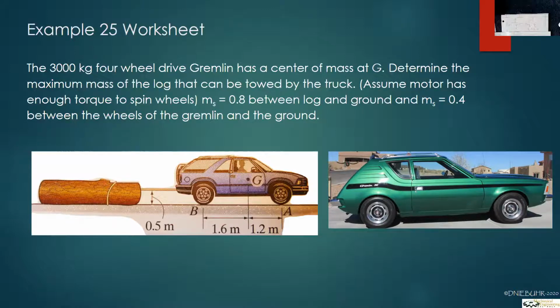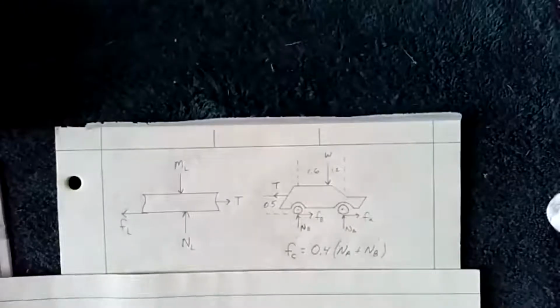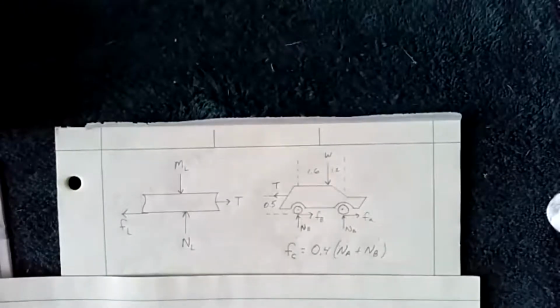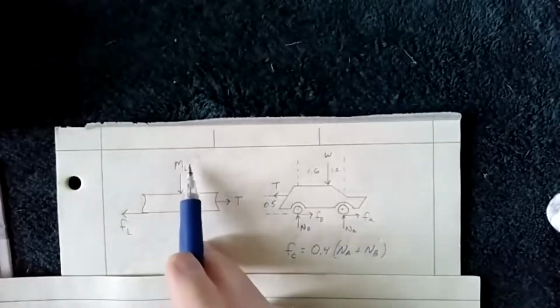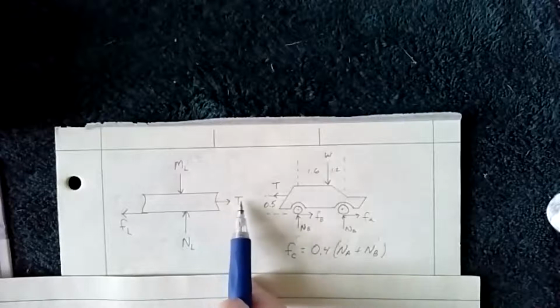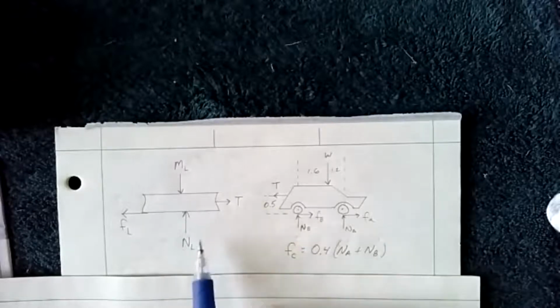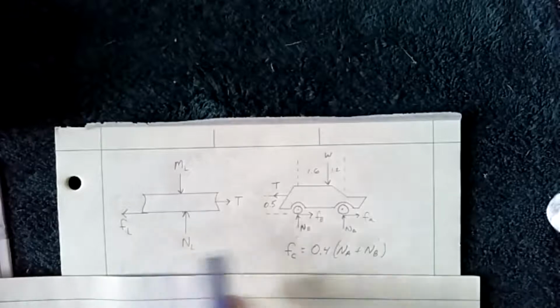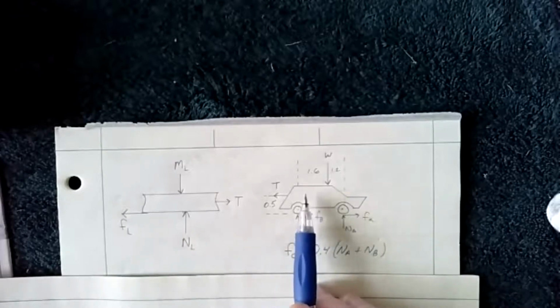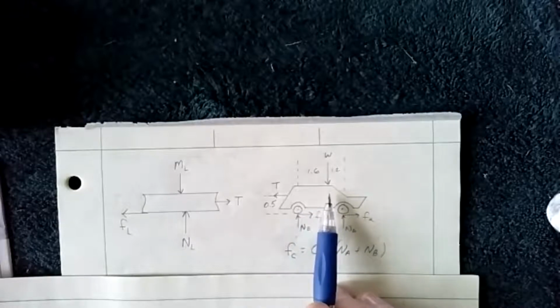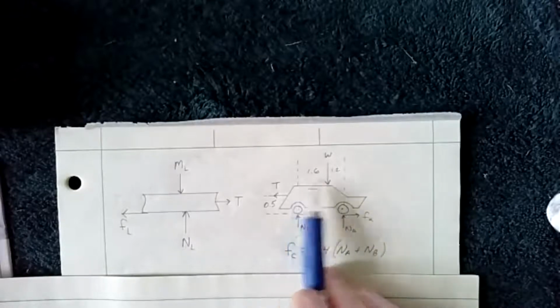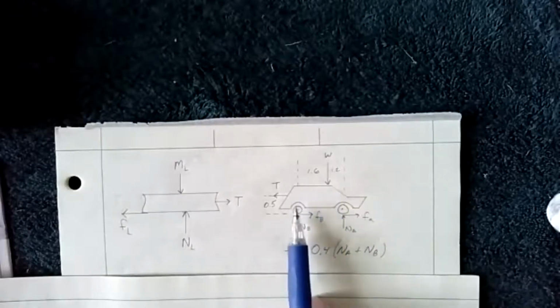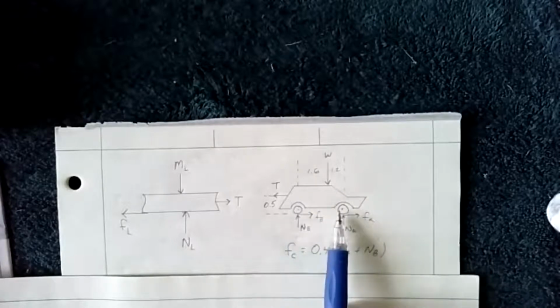So let's go ahead and look at this. Here's our free body diagram. Here's our log, the mass of the log, the tension on the rope connected to the car, the normal force on the log, and the friction force of the log. And then we look at our car, and we know the center of gravity is up here. We're given it at 1.6 and 1.2 meters relative to the front and back wheels.